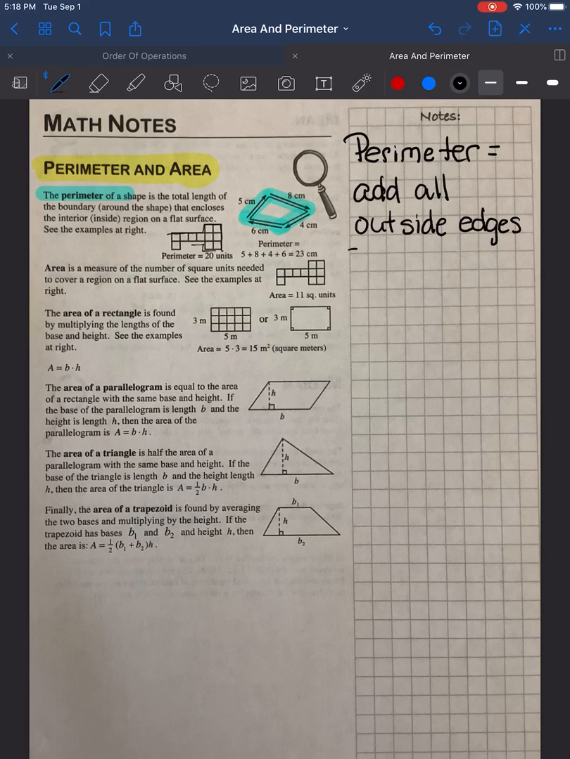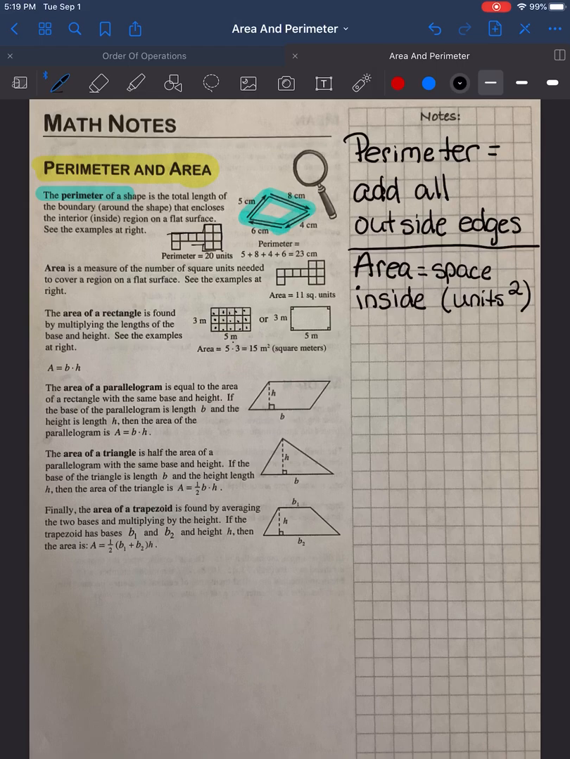The other measure that we have to worry about is the area. And the area is the space inside. Okay. And area is measured in square units. Units squared, that little 2 there. Because it's literally how many little squares fit inside that shape, right? So square units. In this case, the M stands for meters, so that would be square meters.